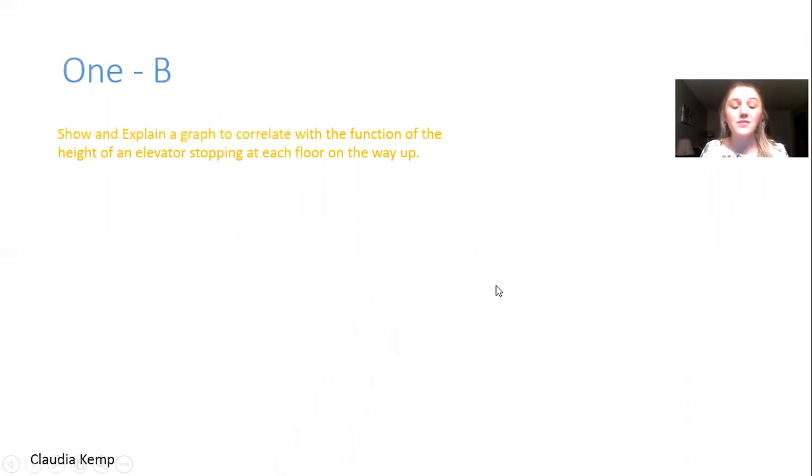Part B asks that we get a graph to correlate with the function of the height of an elevator stopping at each floor on the way up. So the 2 variables for this problem would be the height or the floor and the amount of time spent. So if an elevator is moving but it stops at each floor, it's going to go up really fast, and then it's going to spend a lot of time on that one floor letting people on and off, and then it's going to go up really fast, spend a lot of time on that floor letting people on and off, and so on.